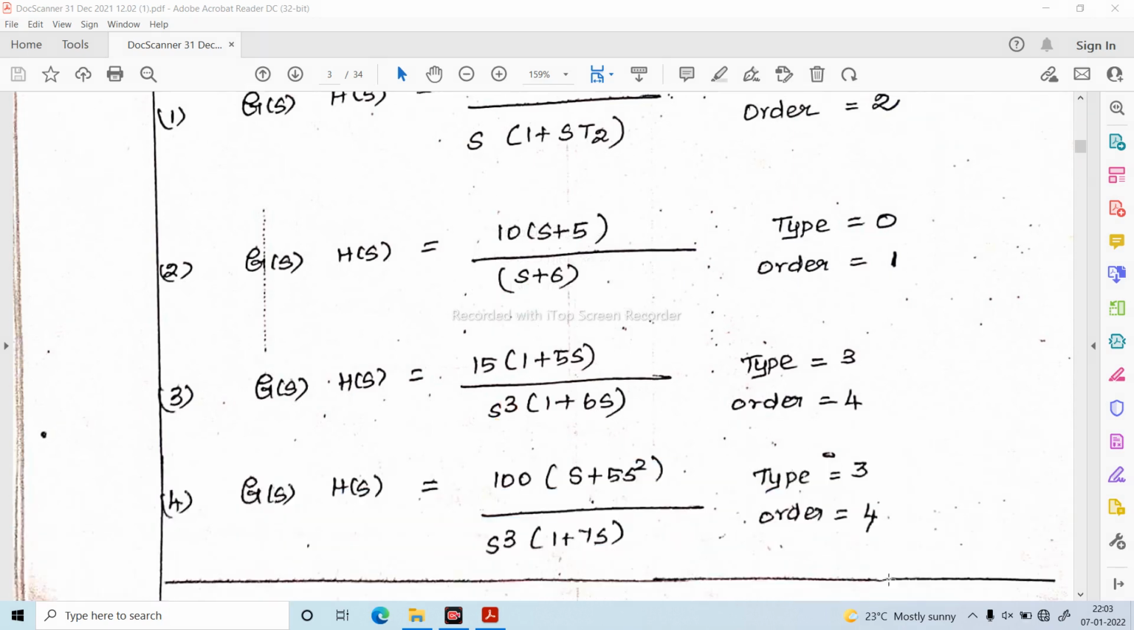And next we are going to see the problem 4. G of s into h of s equal to 100 into s plus 5 square divided by s cube into 1 plus 7s. What is the type of the system? Type is equal to 3. And what is the order of the system? Order equal to 4.